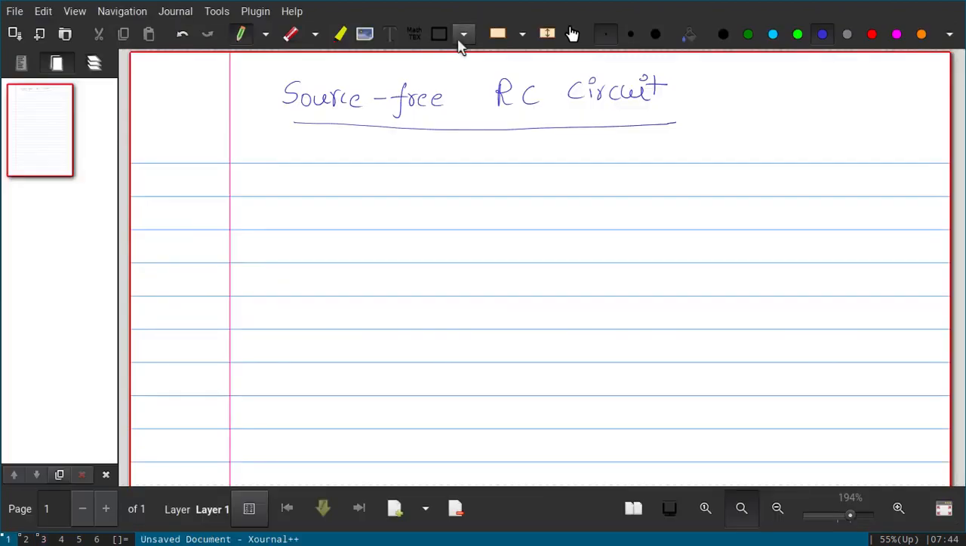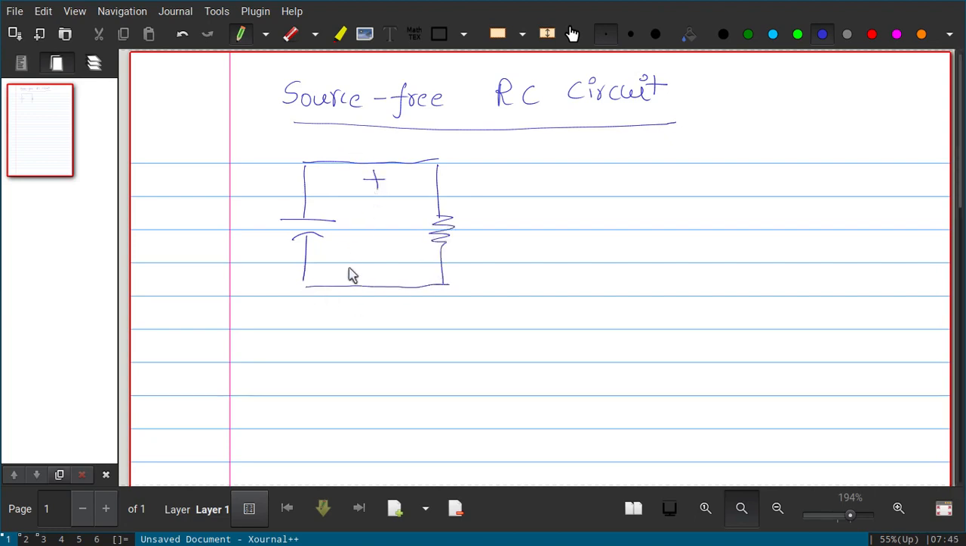In this video we will discuss the source free RC circuit. We have a capacitor and resistor, and the voltage across the capacitor is V, and we would like to derive an expression for V. This is capacitance C, this is R and this is I.